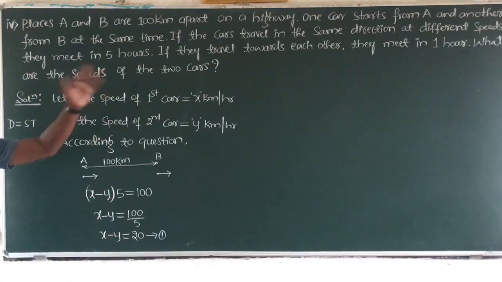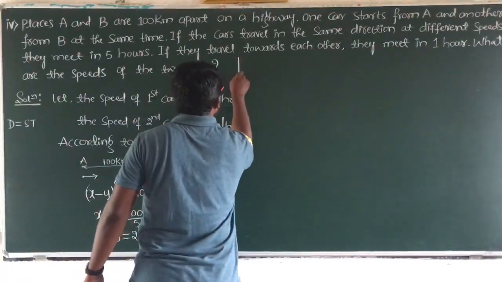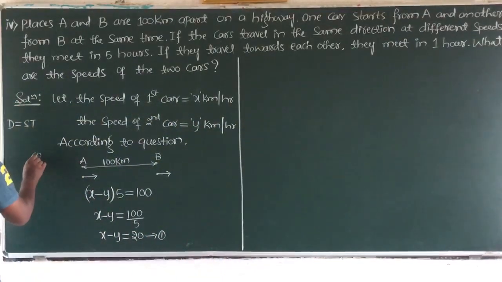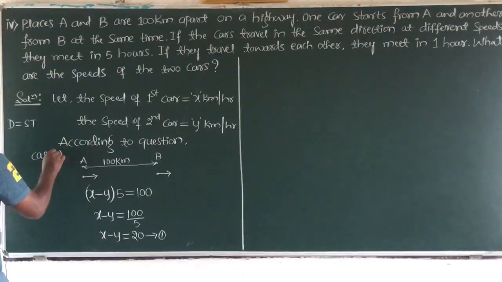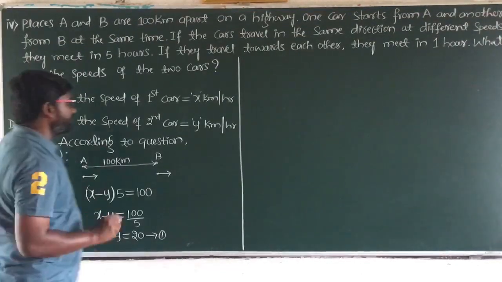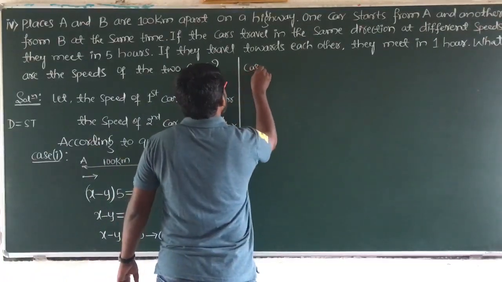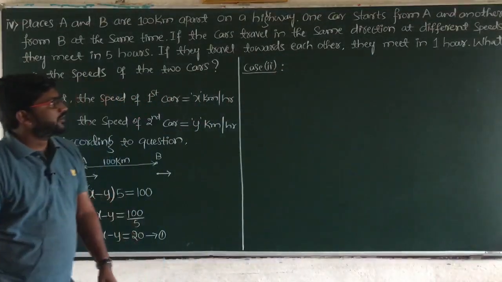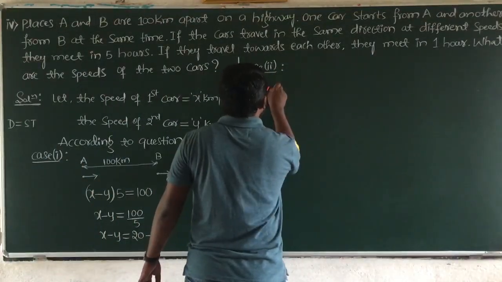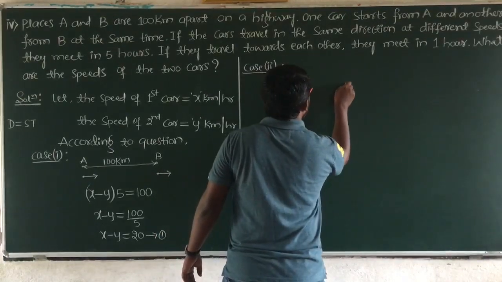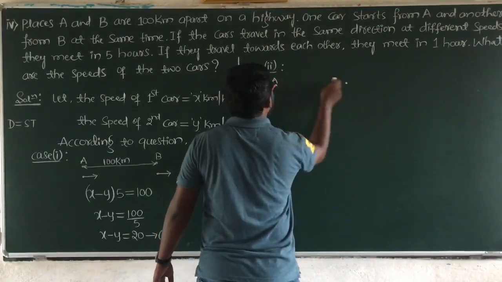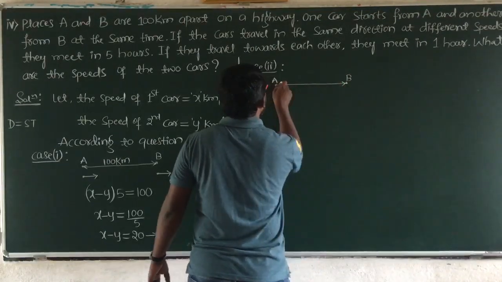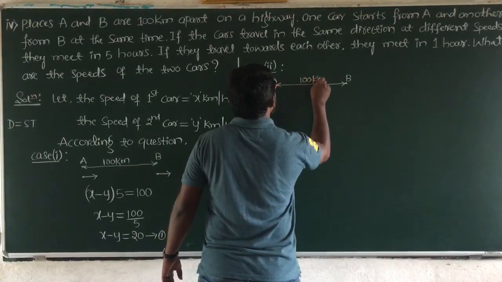Next we have to go for case 2. Here I will write case 1 for better clarification. So this is case 1, and now I go for case 2. What happens in case 2? Again we have to go for the same picture. The places A and B are 100 kilometers apart. The distance between them is 100 kilometers.